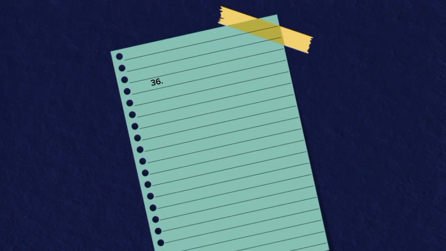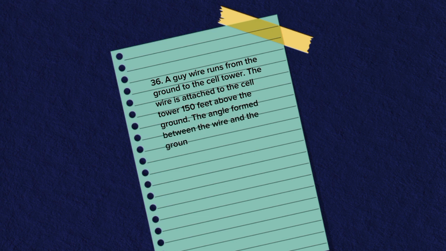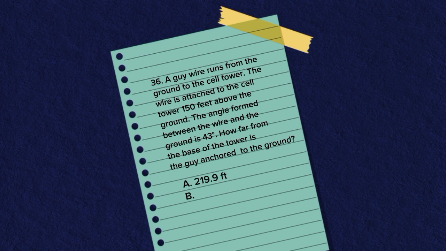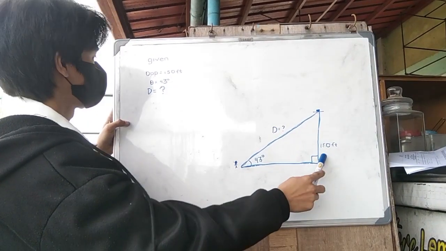Number 36. A guy wire runs from the ground to a cell tower. The wire is attached to the cell tower 150 feet above the ground. The angle formed between the wire and the ground is 43 degrees. How far from the base of the tower is the guy wire anchored to the ground? Letter A, 219.9 feet. Letter B, 204.9 feet. Letter C, 190.9 feet. Or letter D, 160.9 feet.